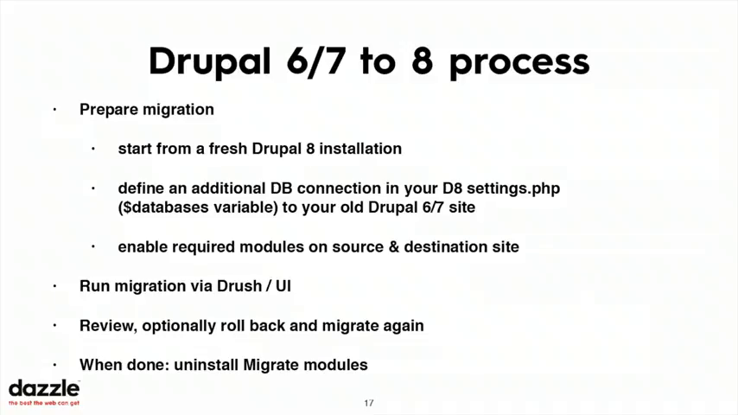Then you should define a DB connection to your old Drupal 6 or 7 site through your D8 settings.php. And like I said, make sure all the required modules are enabled. Because, for example, if you have a forum in Drupal 6, but you don't enable the forum module in Drupal 8, then it will migrate nothing. It won't automatically enable the modules for you, so be aware of that. Then you run the migration and you review what the problems are.